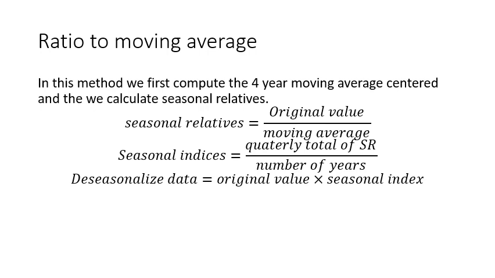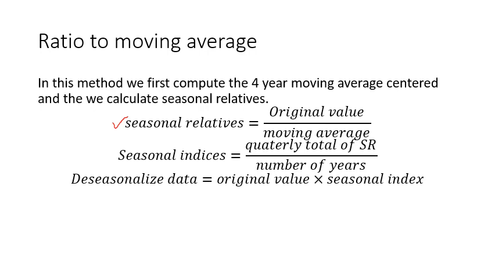Today we are going to discuss the second method for eliminating seasonal variation from the data. The second method is called ratio to moving average. In this method, we first compute the 4-year moving average centered, and then we calculate the seasonal relative by this formula. You already know the formula: original value divided by moving average, and the result is given in fraction.